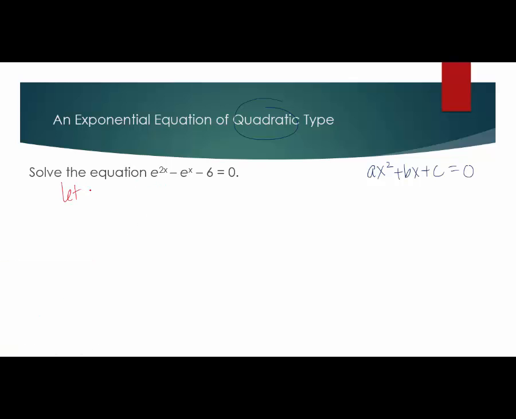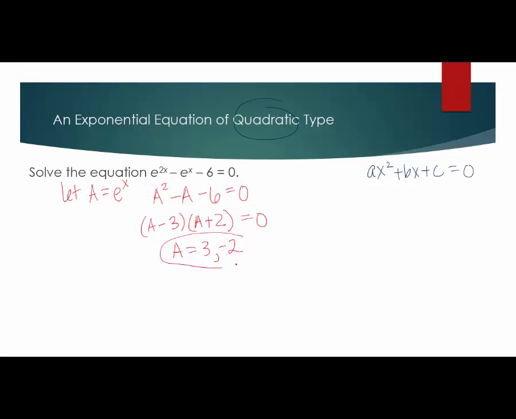If we for a moment let a be e to the x, well, this is a squared, e to the x squared. This is a minus 6 equals 0. And when I write it this way, it looks just like a quadratic equation. In fact, I could even factor this into a minus 3 times a plus 2 and get two answers for a, 3 and negative 2.